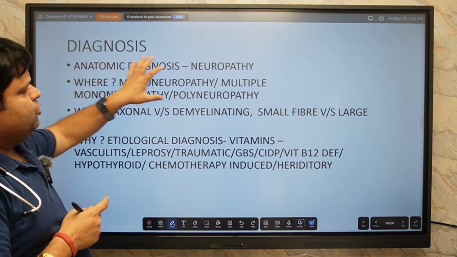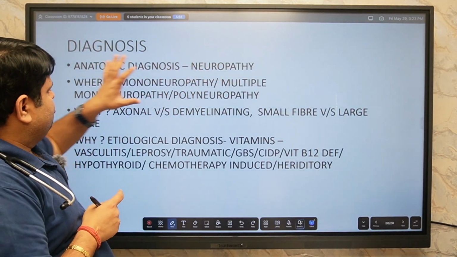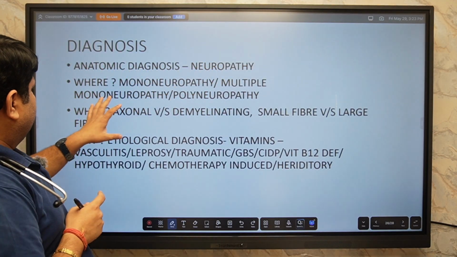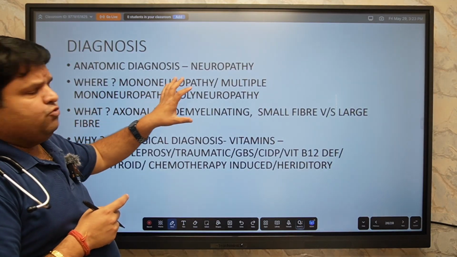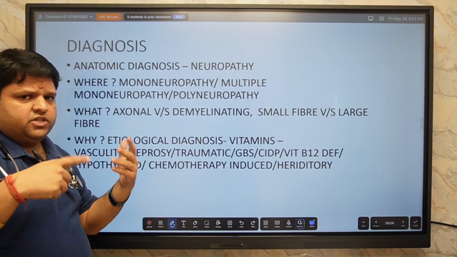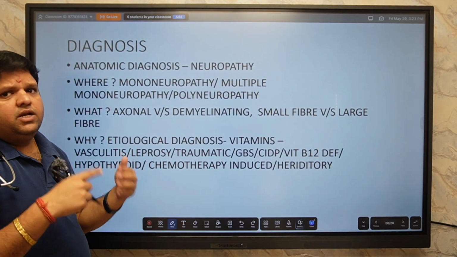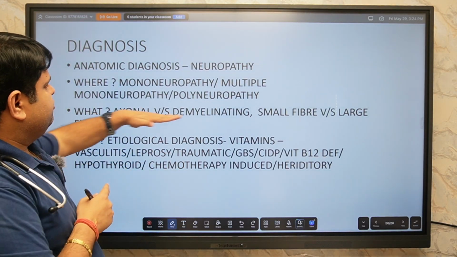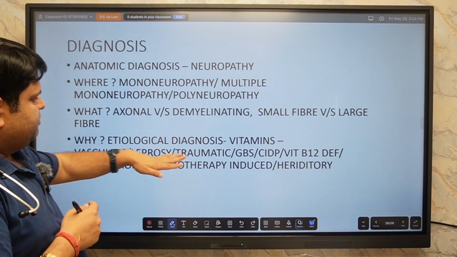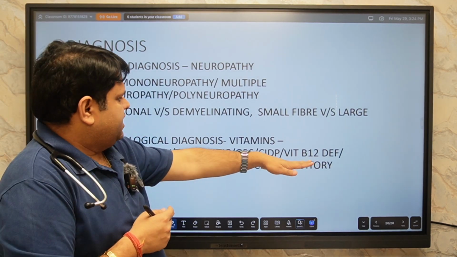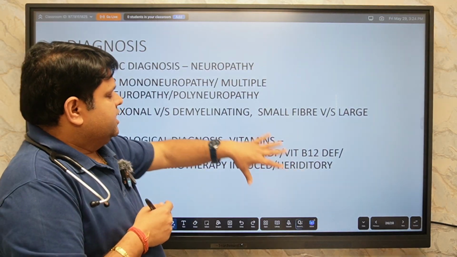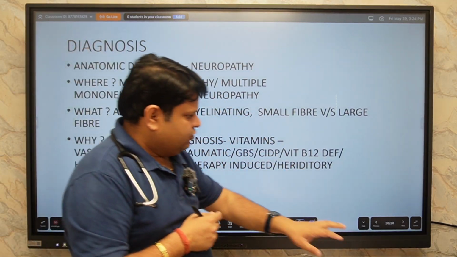So where is the lesion? Mononeuropathy-like presentation, multiple mononeuropathy like leprosy, or polyneuropathy. Then what is the lesion? Axonal or demyelinating neuropathy, small fiber or large fiber. A few points we differentiate from the history, and nerve conduction study is important to differentiate between axonal and demyelinating. Then why does this lesion occur? Vitamin deficiency, vasculitis, leprosy, trauma, GBS, CIDP, vitamin B12, hypothyroidism, alcohol-induced, chemotherapy-induced, hereditary. These are all causes of peripheral neuropathy.